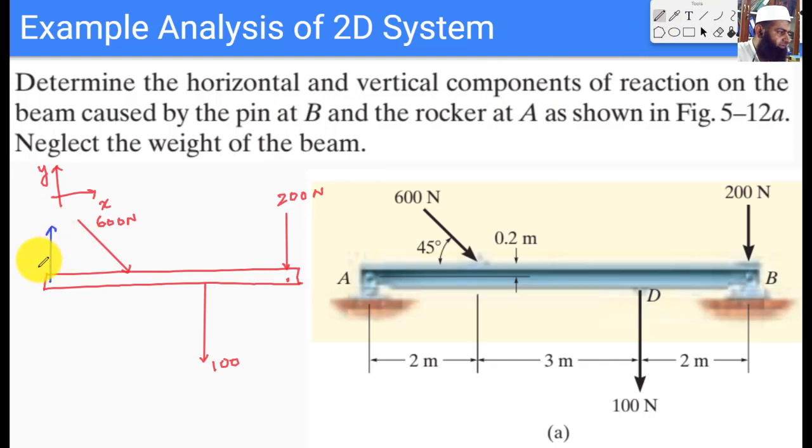So we get one support reaction here, and this we can call FA, because the point where the rocker is, the point of rocker is called A, and this B is a pin support. That means we would replace this with two forces, one force in the x direction and one in the y direction.